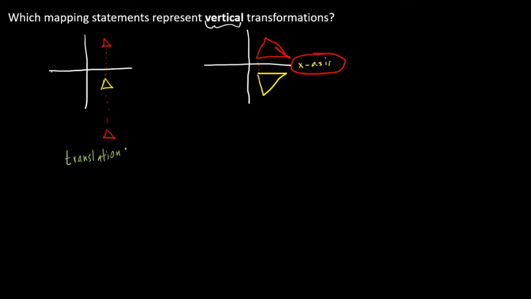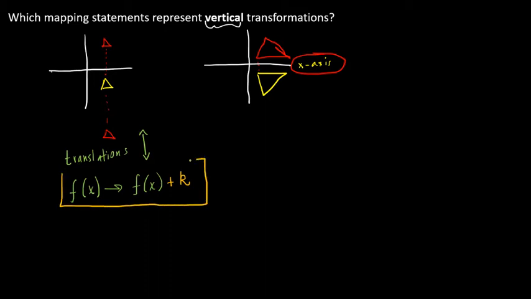So remember that if we're looking at mapping statements, this first one, translations up or down, is going to take a form that looks like this, where we'll have f of x mapping to f of x plus k. Alright, so mapping statements that look like this are telling you that you're having a vertical translation, and that plus k is just telling you the number of units you're moving up. If you have a negative number, it's telling you the number of units that you're moving down.